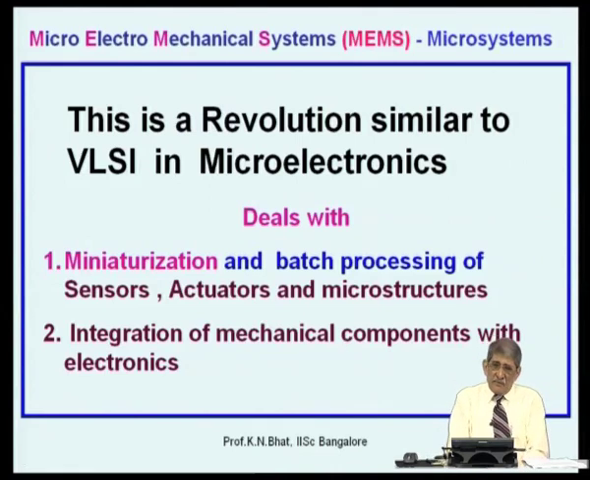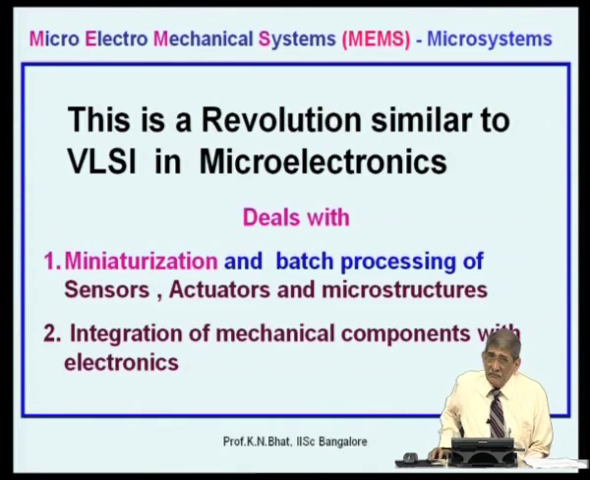Now, these microsystems or micro electromechanical systems are actually a revolution similar to the VLSI in microelectronics. As you know, VLSI began with the single transistor in 1947, when it was invented by Bardeen, Brattain and Shockley, who won the Nobel Prize for the transistor. At the time, it was large single devices. Later on, miniaturization of those devices was possible in a big way. So the integrated circuits came into the picture, and then integrated circuits on a very large scale. They call it VLSI.